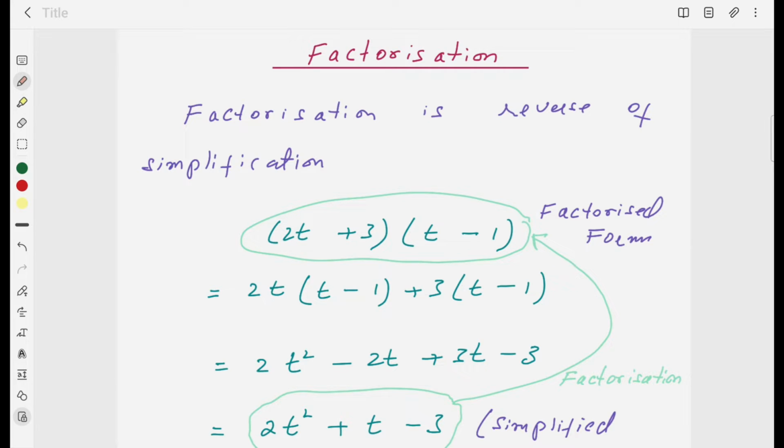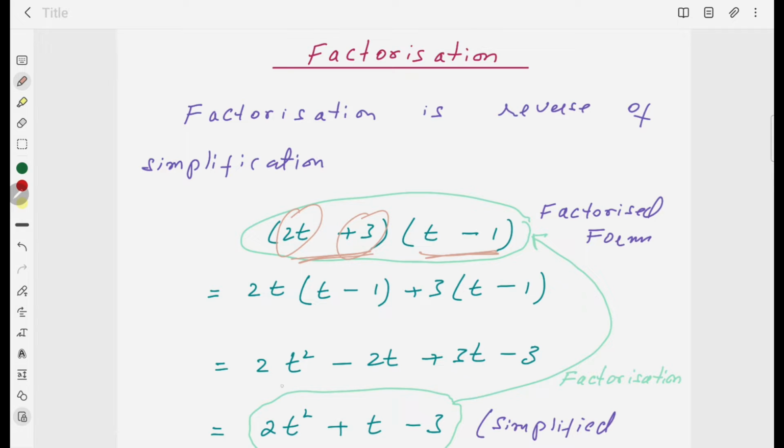Suppose I want to open these two brackets in which 2t plus 3 is multiplying by t minus 1. I will follow multiplication, long multiplication. I take 2t and multiply by the bracket t minus 1, and then I will take plus 3 and multiply by the bracket t minus 1.